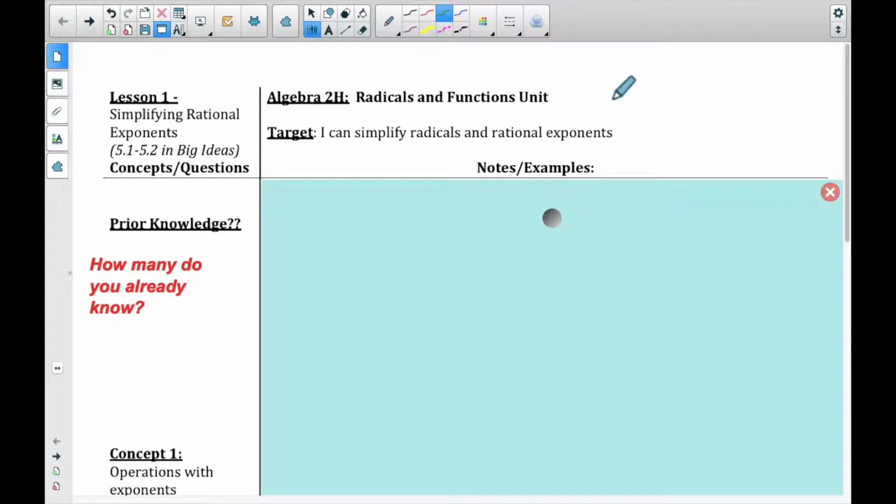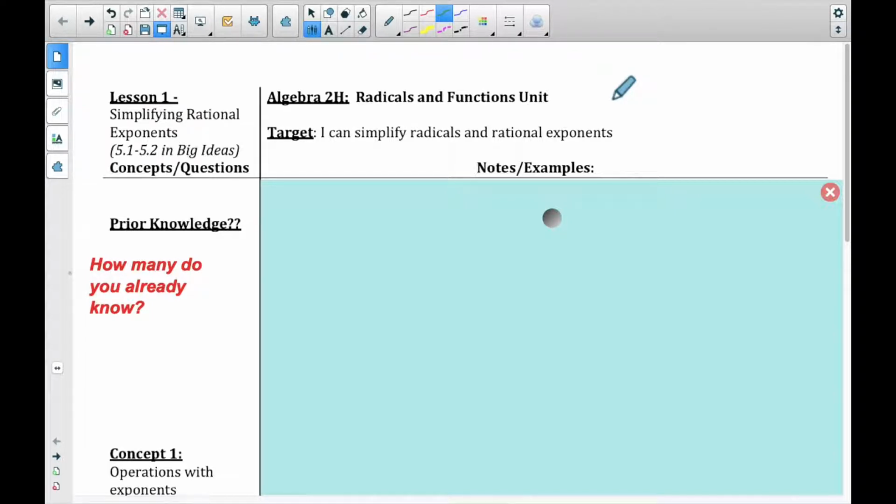This is our first lesson in the radicals and function unit. This unit is going to combine those two different concepts together. Functions, which we did at the beginning of the year, but we're going to learn some more about functions and kind of put some things together.